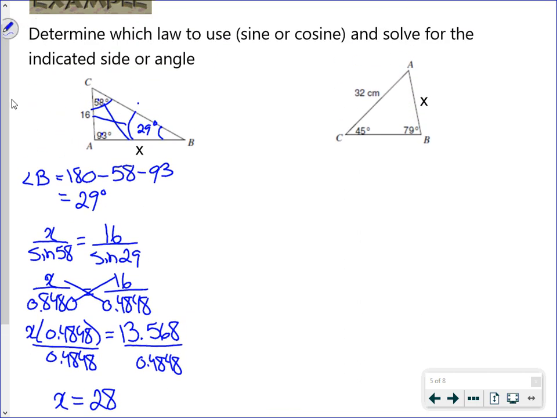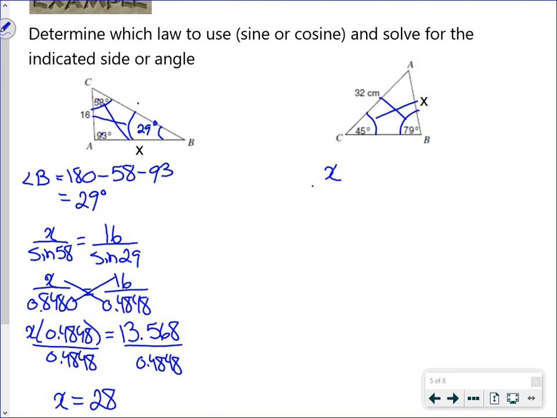In the next example, we know two angles and one side, and we're looking for a missing side. So again, if we check for the opposites, we have our angle of 79 degrees, which is opposite from 32 centimeters. And then we have our 45-degree angle, which is also opposite from our side of x. So again, because we have our two opposites that will make up our proportion, we can use the sine law.